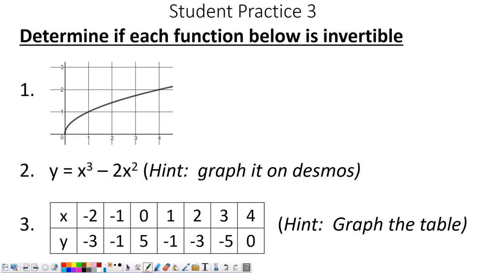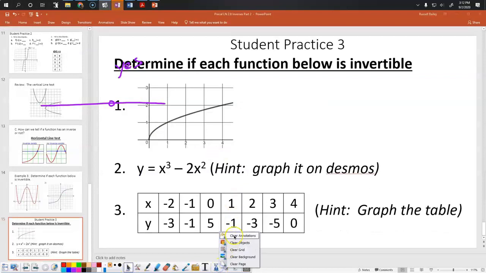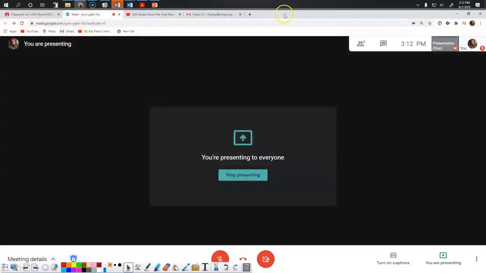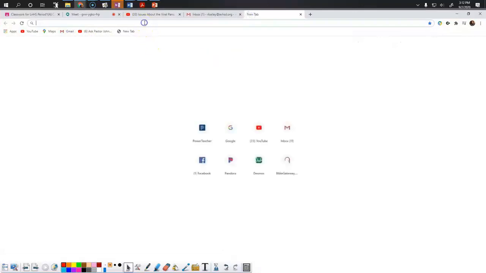Okay, so for number 1, it passes the horizontal line test, so this one is a yes. This graph would have an inverse. For the next one here, I told you guys to go check out Desmos.com. If you're not familiar with Desmos, I would encourage you guys to check it out. It's a pretty cool little website. It works pretty well.